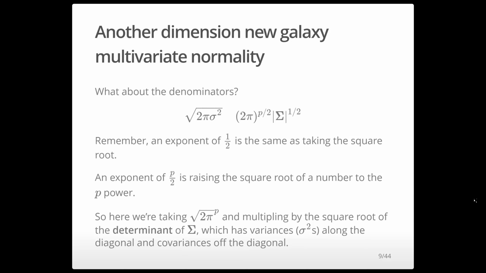So now we're seeing where we get these similarities. We're taking this square root of 2 pi raised to p. That's kind of like this piece here, except now we're raising it to p. And then we're replacing sigma squared with the square root of the determinant of the covariance matrix. So they look different, but they're essentially the same idea.